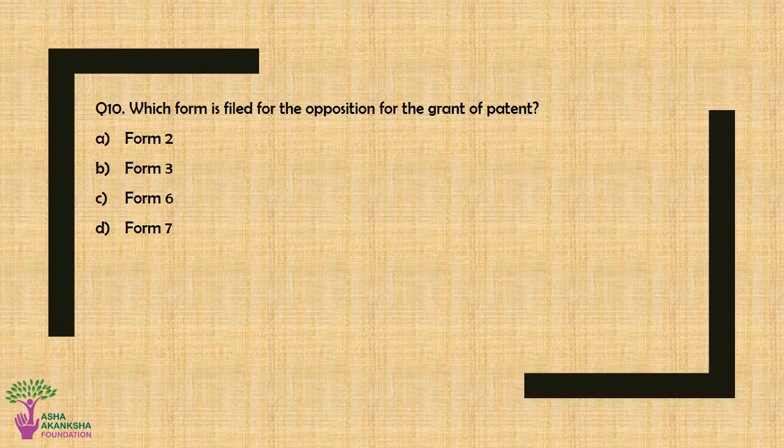Question number 10. Which form is filled for the opposition for the grant of a patent? Option A, Form 2. Option B, Form 3. Option C, Form 6. Or Option D, Form 7. The correct answer for this question is Option D, Form 7.